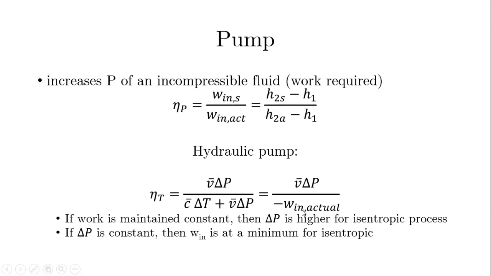So what I'm seeing is that if I'm maintaining the work between the two processes to be the same, then the change in pressure for an isentropic process must be higher. But if I maintain the delta P to be constant, then the amount of work I have to put into my actual process will always be higher than that for the isentropic.